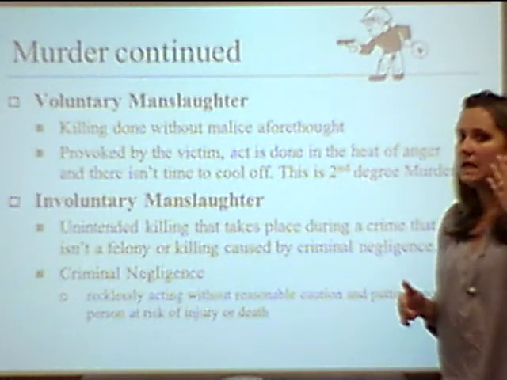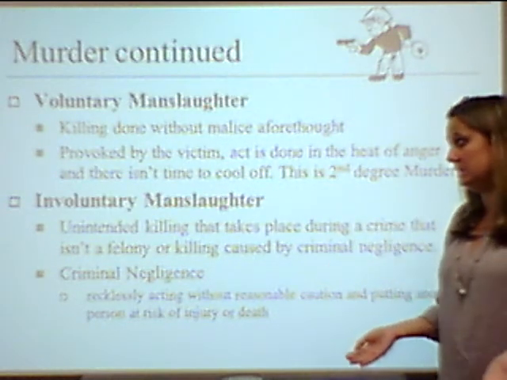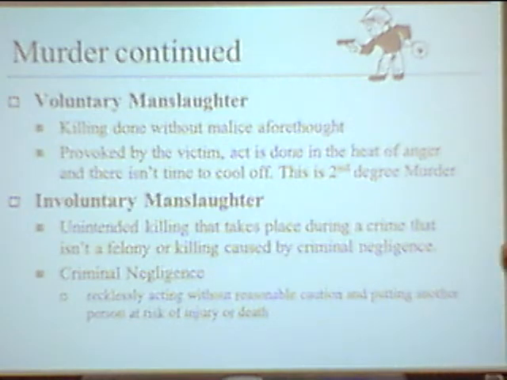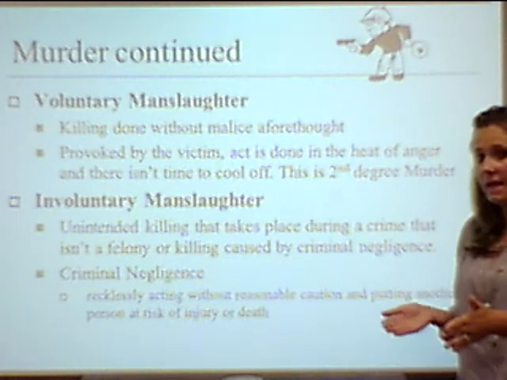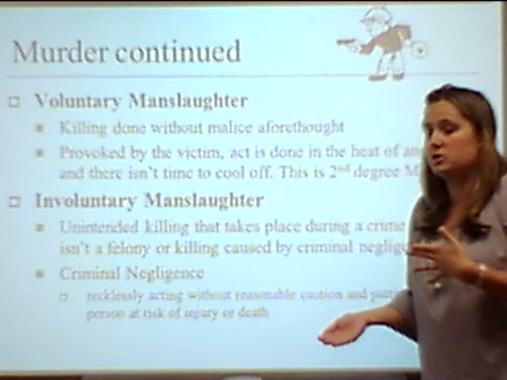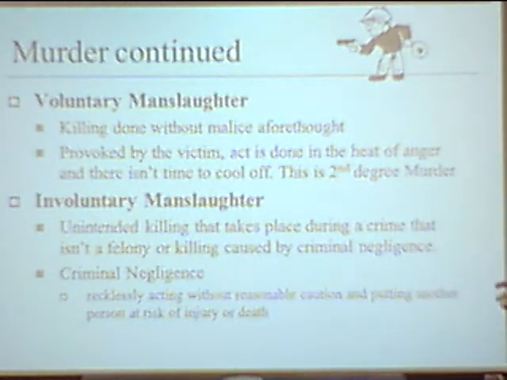So you didn't intend on killing the person, but they still did die. So you were either provoked by the victim, you got in a heated debate, and the end result was that individual died. This is considered sometimes second-degree murder. It's an act done in the heat of anger, and there wasn't time to cool off.